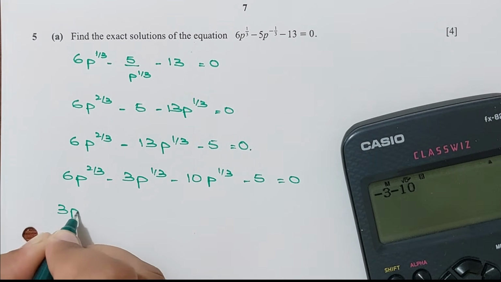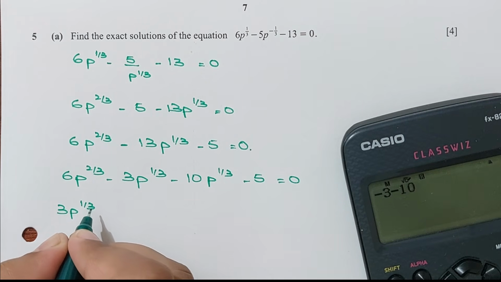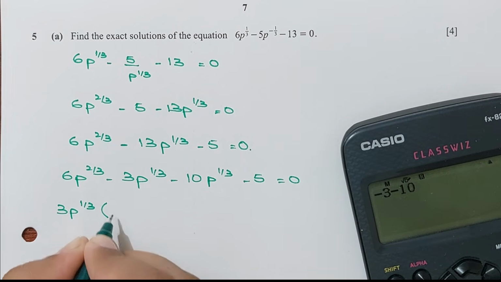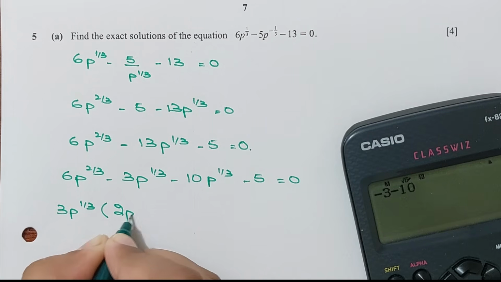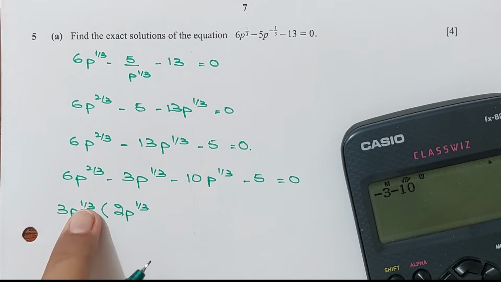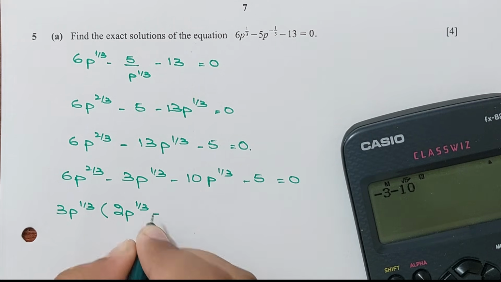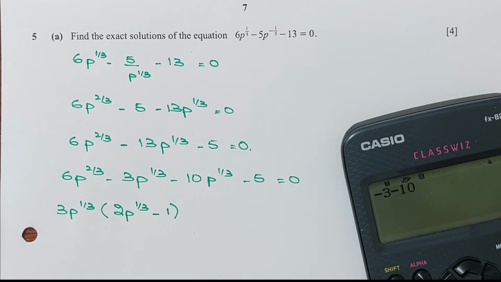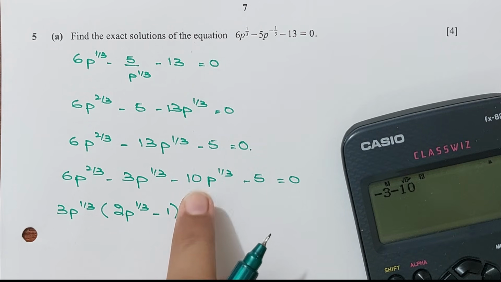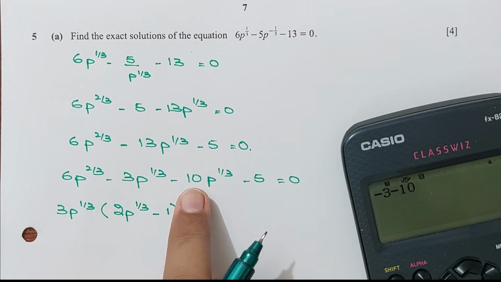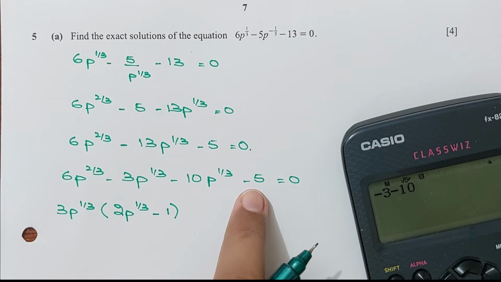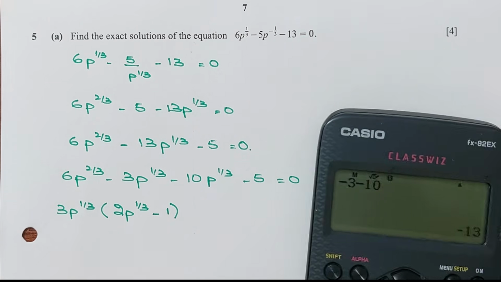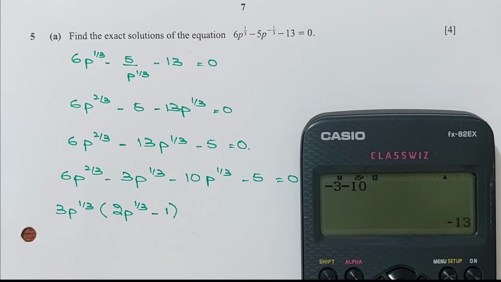Taking 3 common, and p^(1/3) is common, we have 3 times 2 is 6, 2p^(1/3) is left, because 1/3 plus 1/3 is 2/3, minus 1. No, these are not the right factors, because if I take a negative 5 common, you will get 2p^(1/3) plus 1, not the same factors. Let me make the factors for 30 again. 5 times 6 is 30.